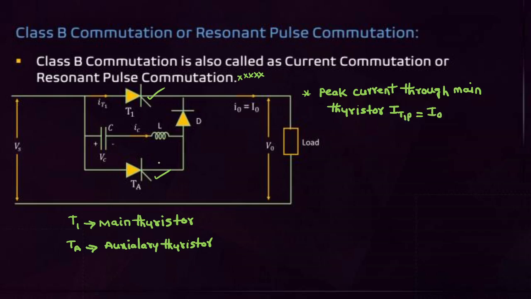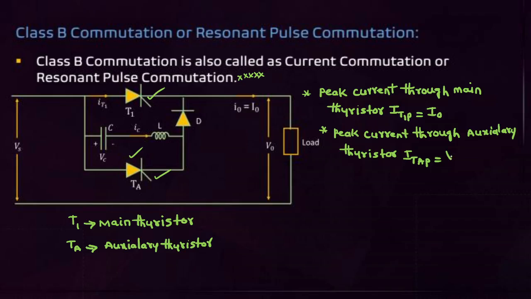What is the peak current through the auxiliary thyristor? It carries the LC circuit current. That is, ITAP carries only the LC circuit current. What is the peak current in the LC circuit? It is Vs into square root of C by L.